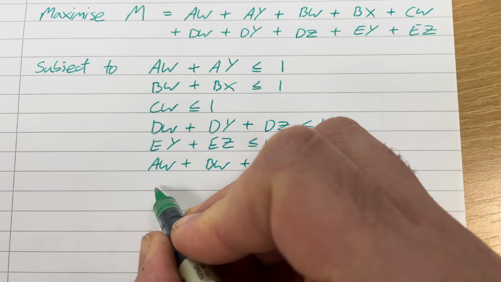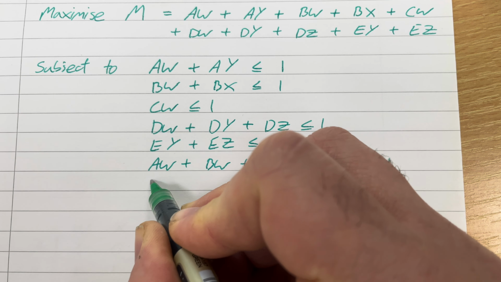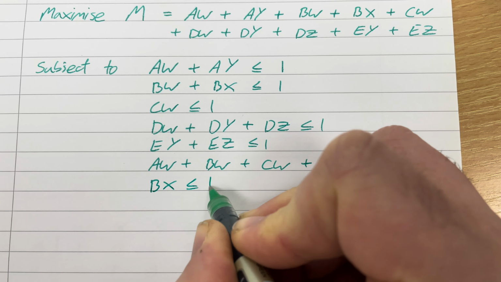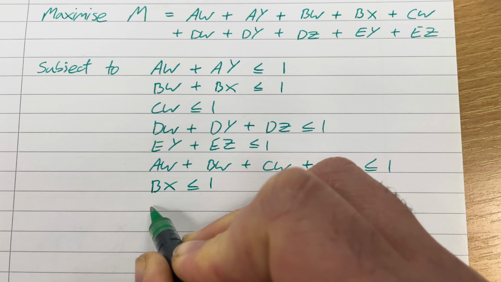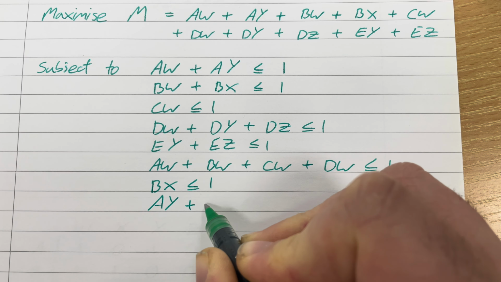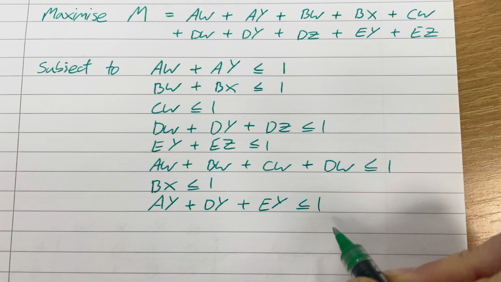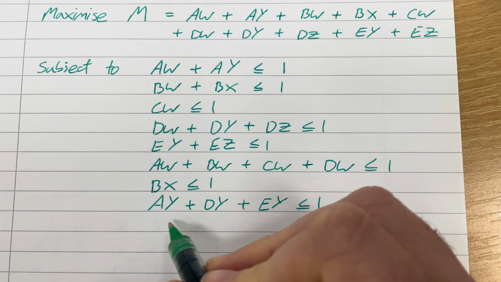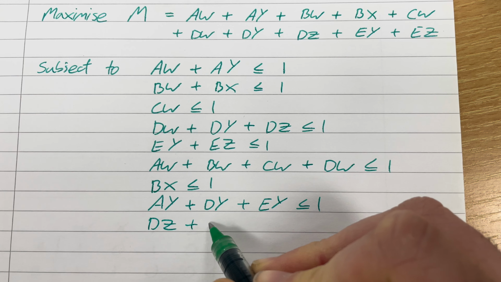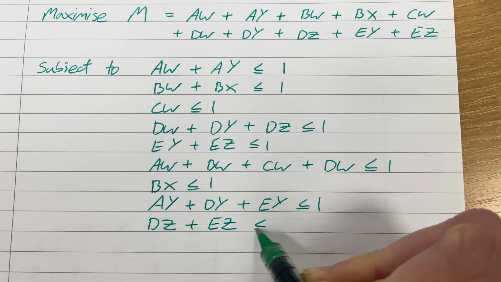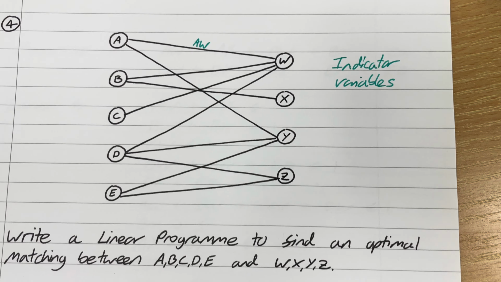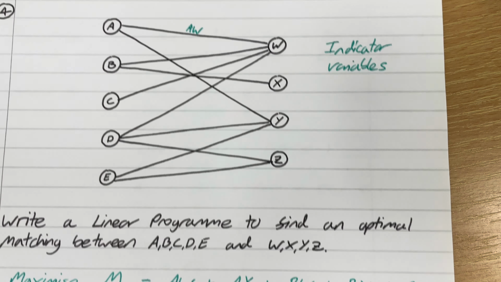In the second group, BX is less than or equal to 1. And then for Y, we've got AY plus DY plus EY is less than or equal to 1. And then finally DZ plus EZ must also be less than or equal to 1. Okay. And that is the linear program.